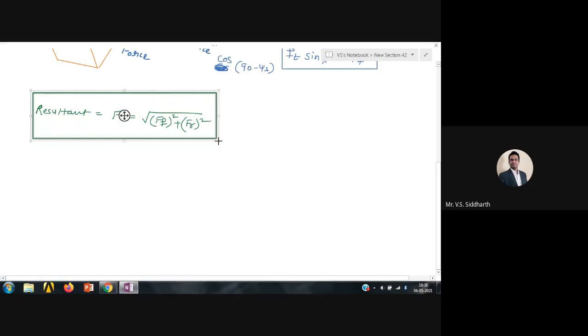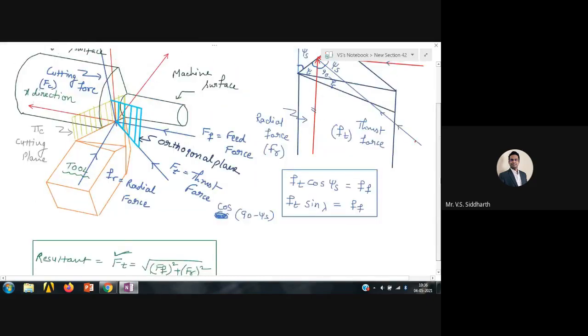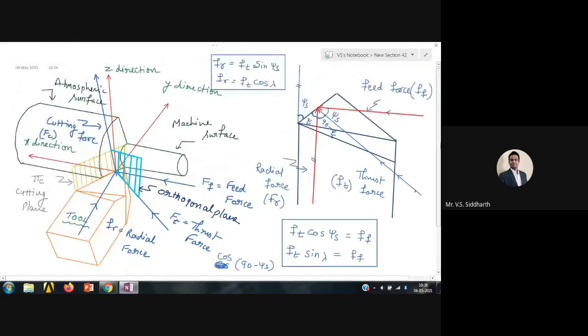So the resultant Ft is equal to root over Ff square plus Fr square, right? Can we write it like this? I got Ft. Can we write like this? Say yes or no. You want to see the diagram? You see the diagram. I can write the resultant like that, right?